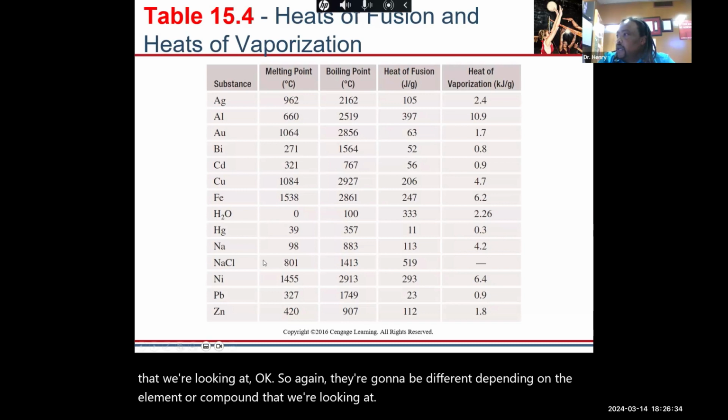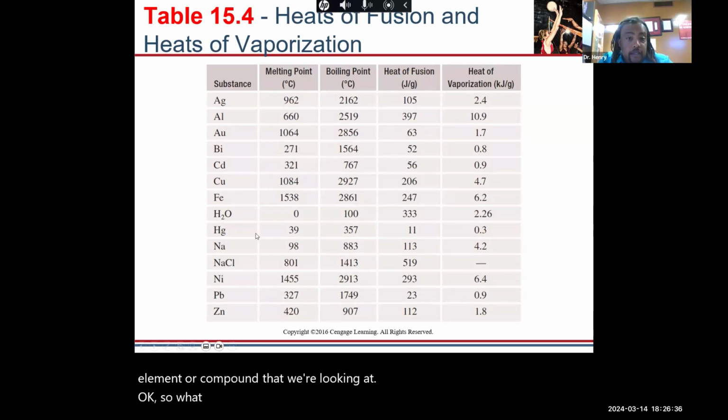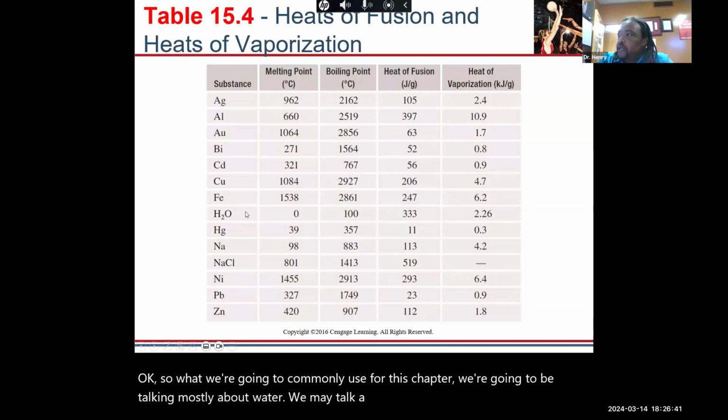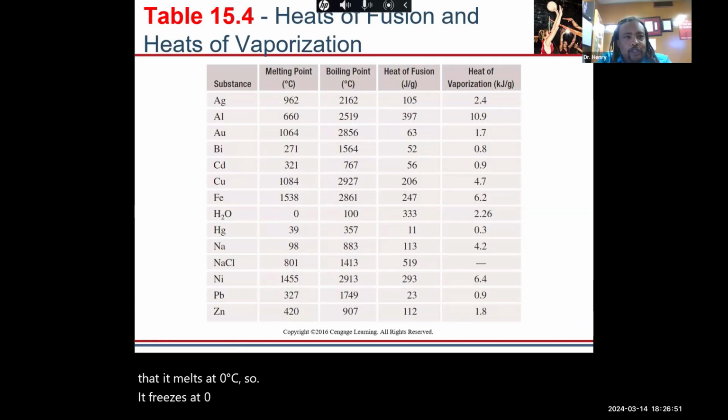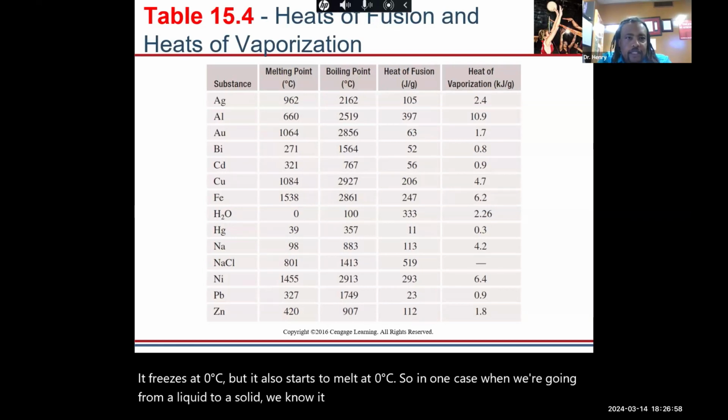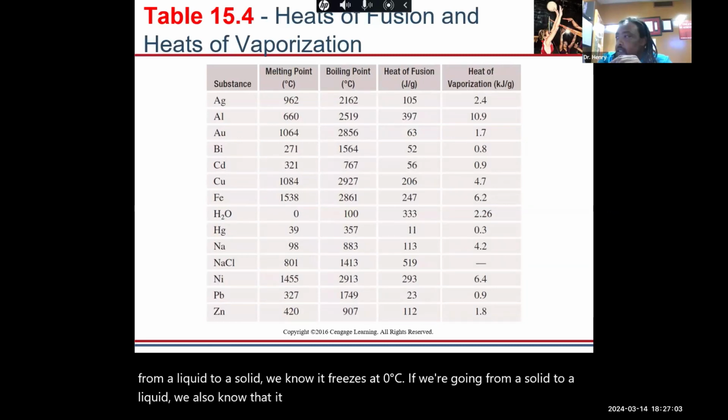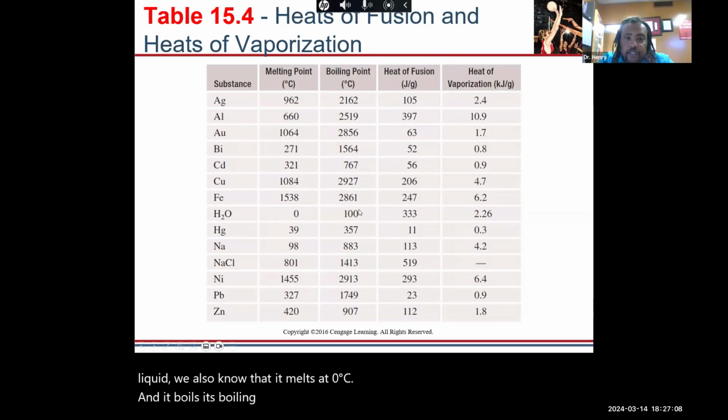Okay. So what we're going to commonly use for this chapter, we're going to be talking mostly about water. We may talk a little bit about iron. But water, we know that it melts at 0 degrees Celsius. So it freezes at 0 degrees Celsius, but it also starts to melt at 0 degrees Celsius. So going from a liquid to a solid, it freezes at 0 degrees Celsius. If we're going from a solid to a liquid, it melts at 0 degrees Celsius. And its boiling point is 100 degrees Celsius.